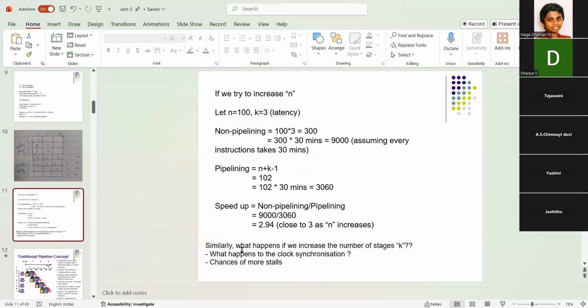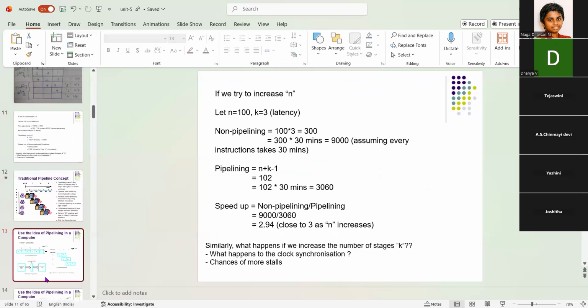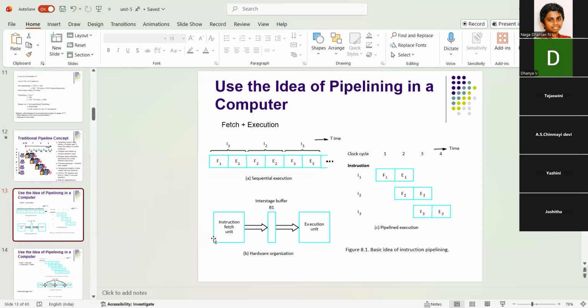Okay, so if you try to increase the number of stages, that is what our question is. What happens if we try to increase the number of stages, which is k? In that case, you have to increase the buffers also. So instruction unit is one stage, execution unit is one stage. If you increase your k, that is your number of stages, then you'll have to have that many buffers also. Okay, in terms of clock synchronization, it is very hard to synchronize a large number of pipeline stages. So you need to make everything work properly.